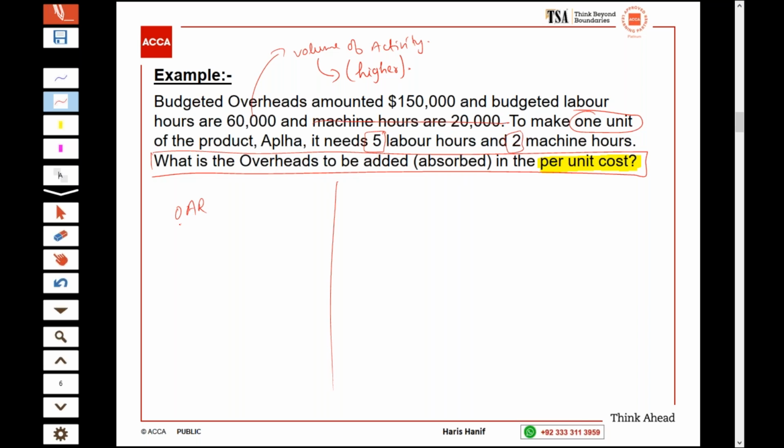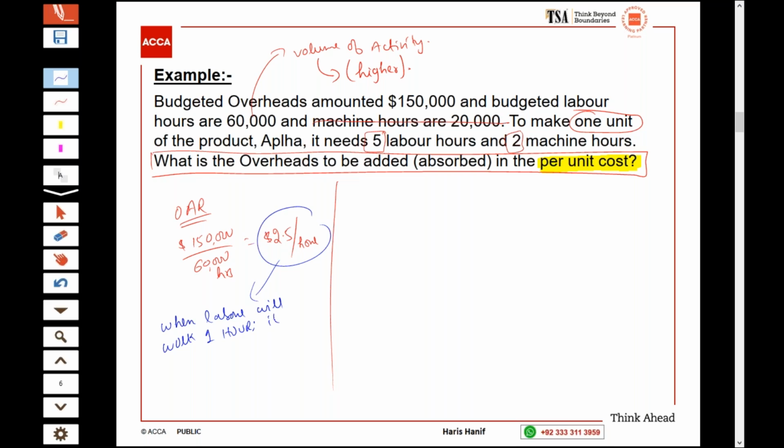Obviously, you will be calculating overhead absorption rate, that is $150,000 divided by 60,000 hours, and that is $2.5. What is this 2.5? This is overhead which is on per hour. That means when labor will work 1 hour, it is estimated that overheads will be $2.5. And to make 1 unit, it requires 5 direct labor hours.